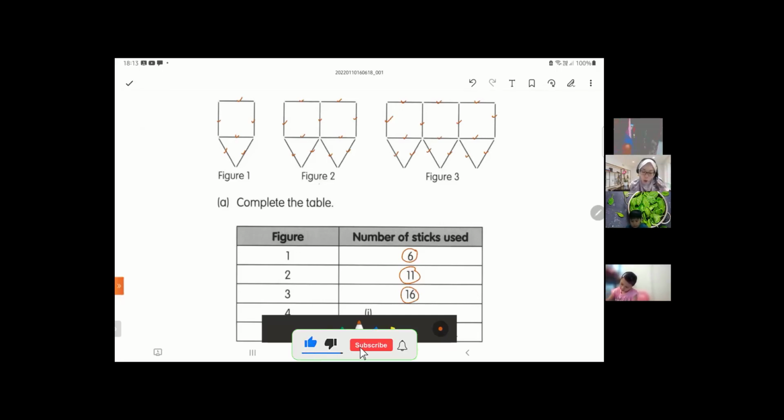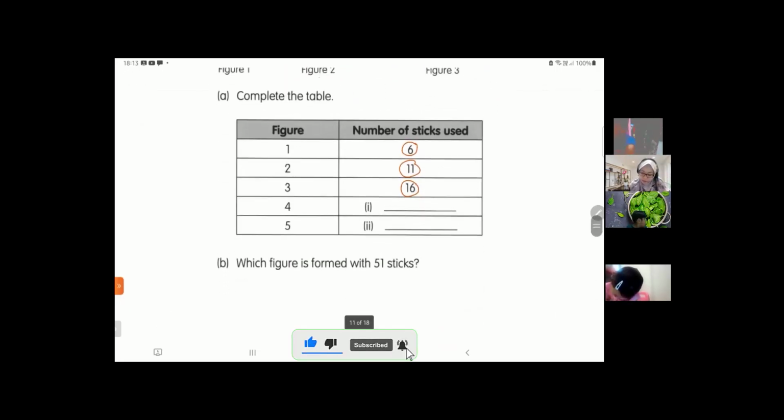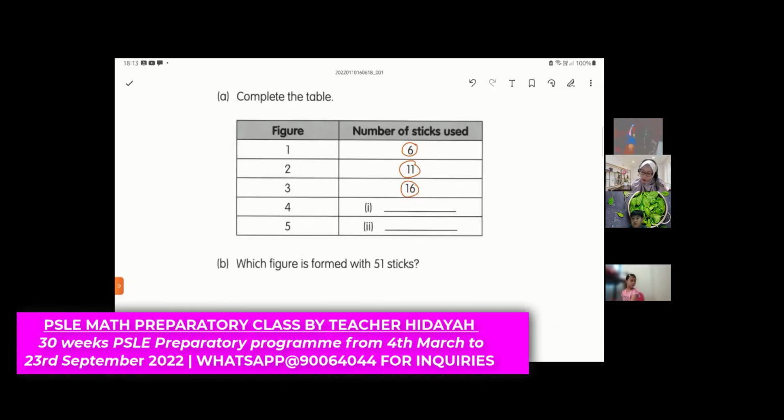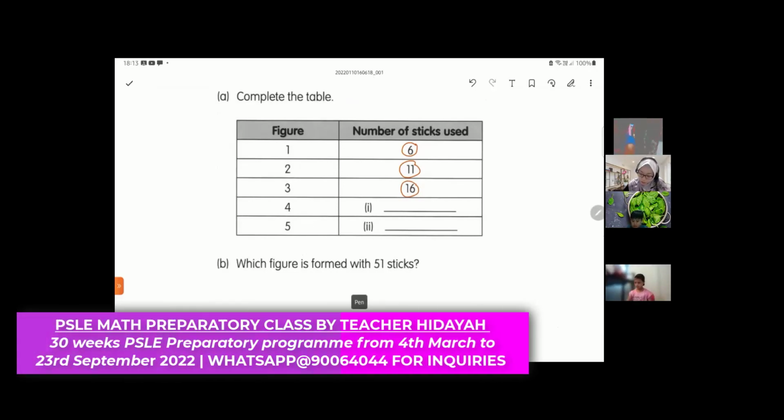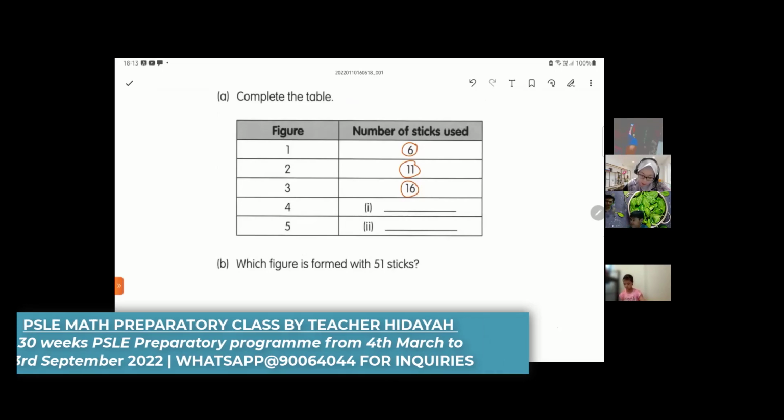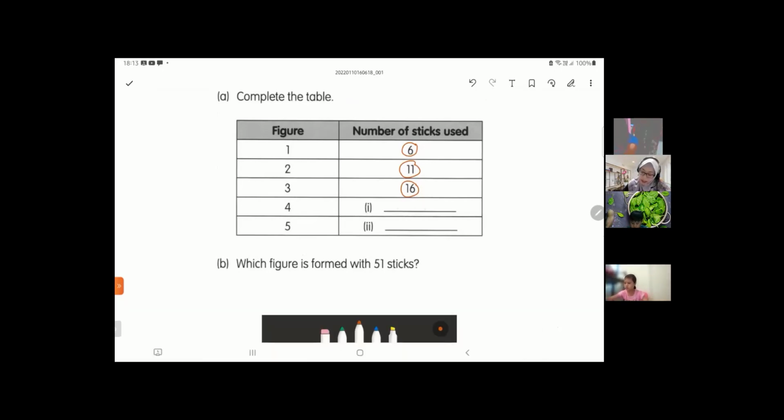And the thing goes on. All right, so they ask you in the question here, which figure is formed with 51 sticks? That's part B. For part A, you need to complete the table. There is a pattern going on from 6 to 11. Find a difference. Difference means I'm taking 11 minus 6 equals to 5. So it increased by 5. From 11 to 16, also plus 5. So from 16 to this number, also plus 5. This number to the next number, also plus 5.